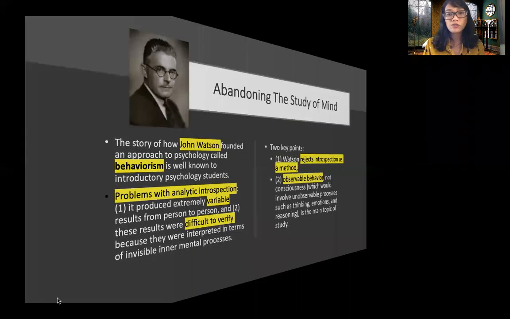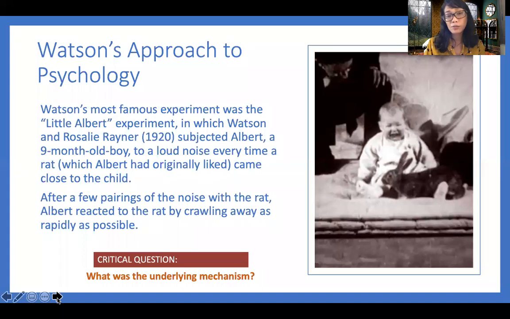And Watson's most famous experiment was the Little Albert experiment, which he conducted with Rayner in 1920. He investigated Albert, a 9-month-old boy, who was exposed to a loud noise every time a rat came close to Albert. After a few pairings of noise and rat, Albert reacted to the rat by crawling away as rapidly as possible. It means that after the noise pairing, Albert was now terrified of the rat.